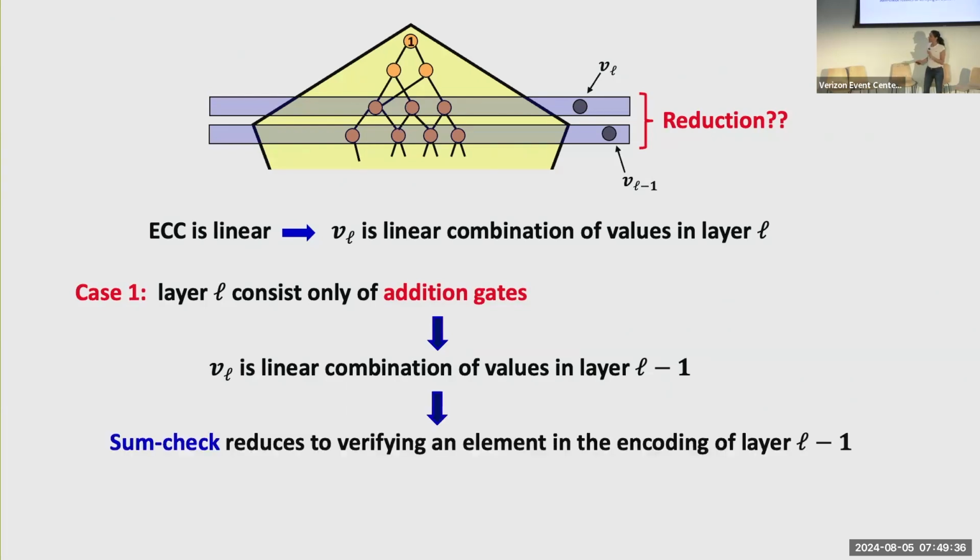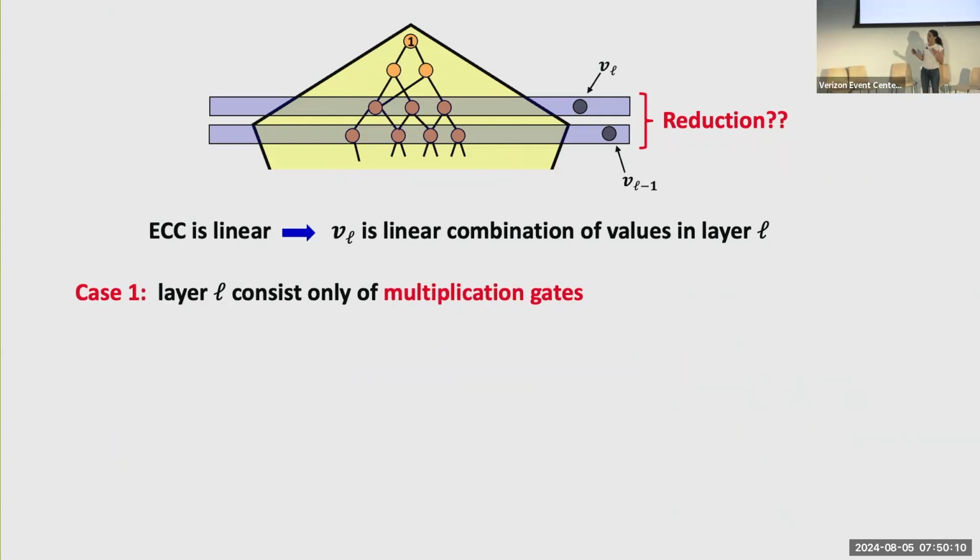This is exactly what a sum check allows you to do. It allows you to check if a value is a weighted sum of a lot of points. Again, I don't want to go into the details, but the sum check really allows you to do this. To verify the sum check, it will reduce to verifying an element in the low degree extension, the encoding, in layer L minus 1. So this is really just a sum check, without going into the details of what a sum check is.